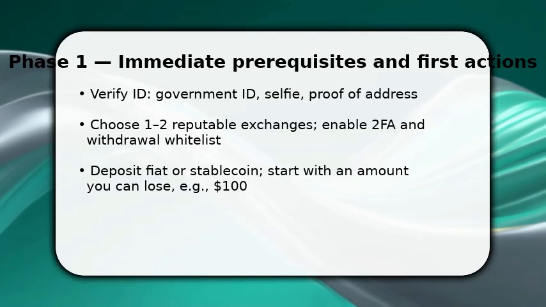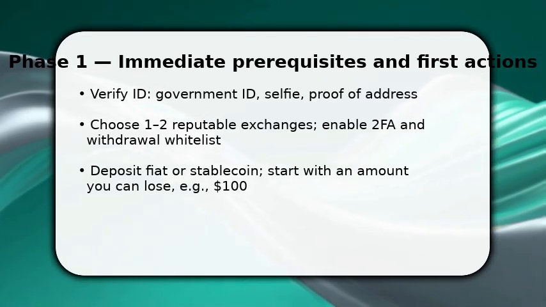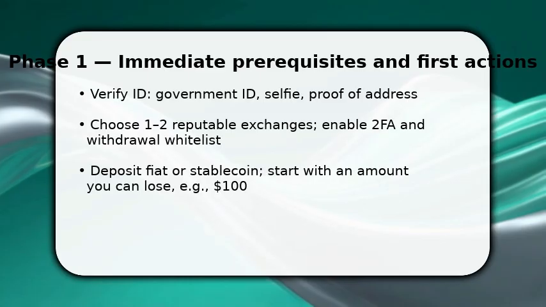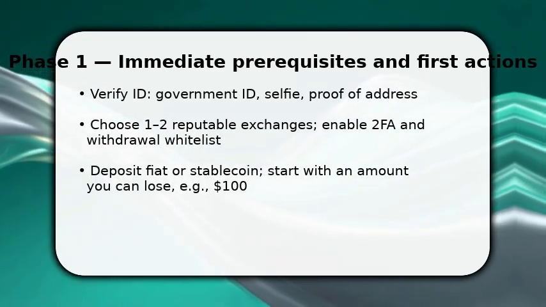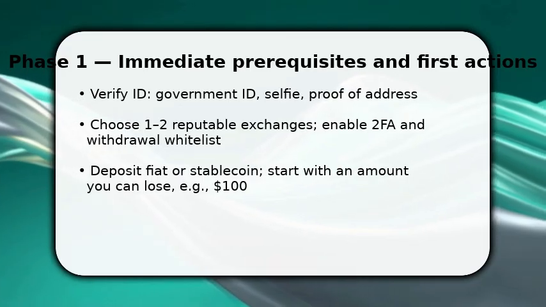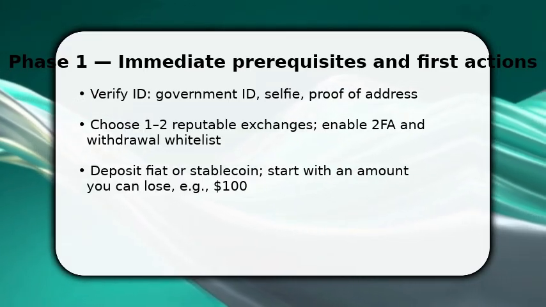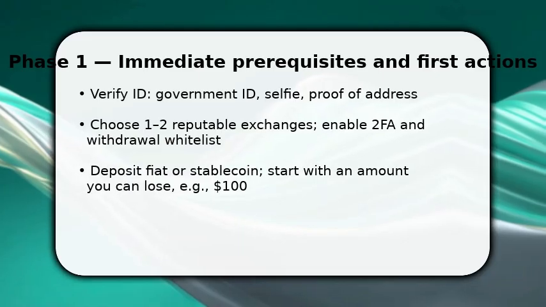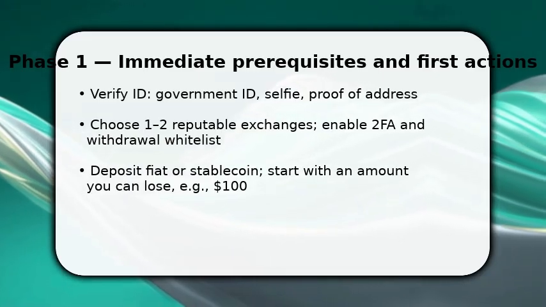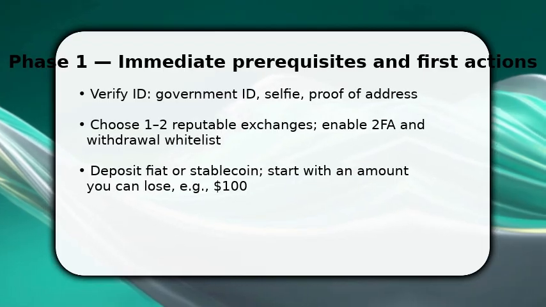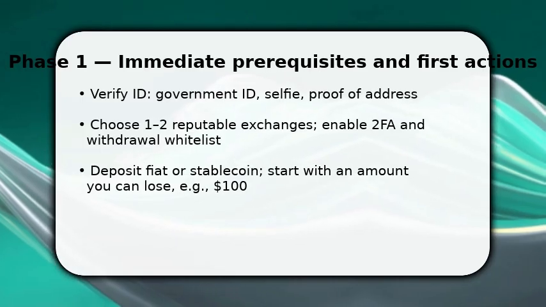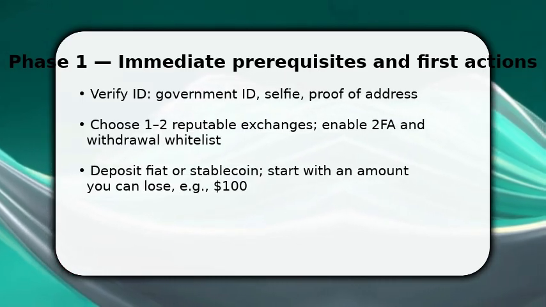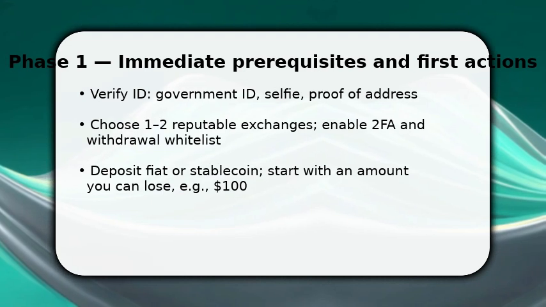Enjoy the video. You start by picking trusted platforms and completing KYC so you can trade legally and quickly. Once done, enable 2FA and set a withdrawal whitelist to protect funds. Make sure to transfer only a small starter amount you can afford to lose, for example $100. You should also create a separate hardware or software wallet for long-term holdings. This step prepares your cash flow, secures access, and reduces risk so you can move to markets with confidence.